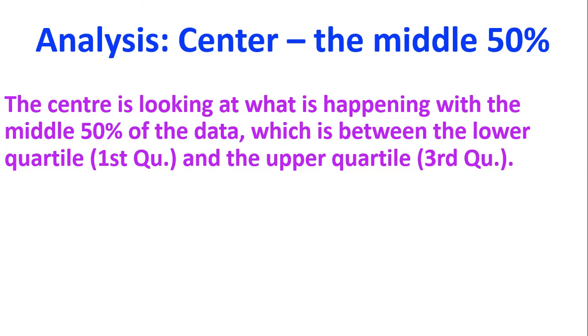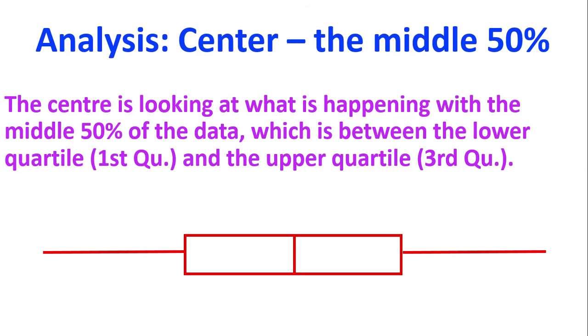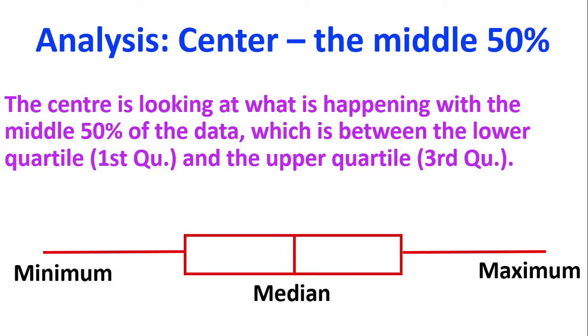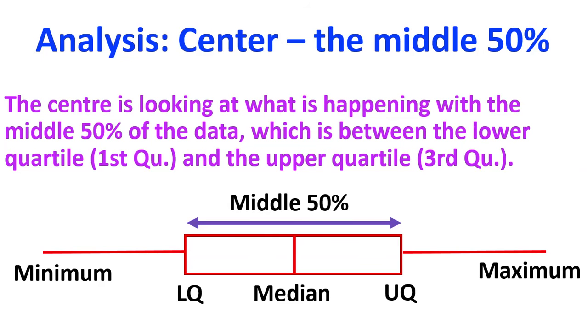So we're continuing to look at analysing the centre, and we want to look at the middle 50% of our data. So the middle 50% is what goes between the lower quartile and your upper quartile. So if I've got a box and whisker graph like this one, we've got our minimum and our maximum at the two ends, we've got our median in the middle, and then we've got our upper and lower quartiles at the edges of the box. So that distance there, the distance between the lower quartile and upper quartile, that's our middle 50%.